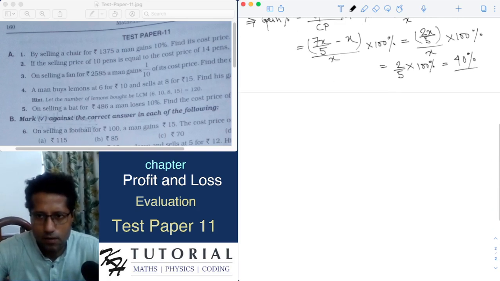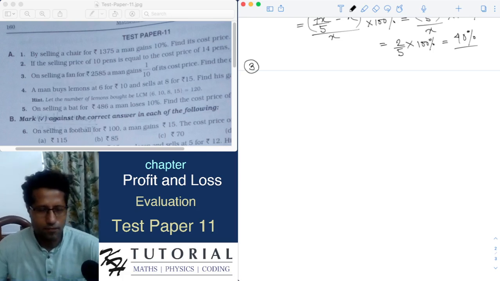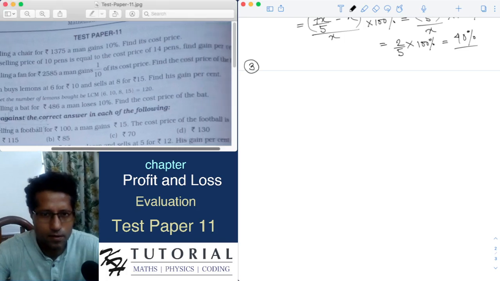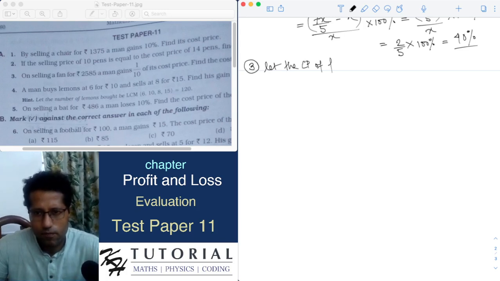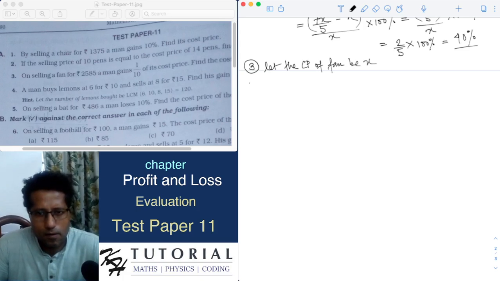Okay, let's solve question number 3. Question number 3 says, on selling a fan for rupees 2585, a man gains 1/10 of its cost price. So find the cost price of the fan. Okay, so let the cost price of the fan be x. Now it is given that the man gains 1/10 of its cost price. So gain is equal to 1/10 of cost price. This is 1/10 of x, this is x by 10.